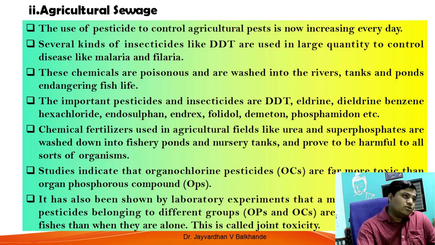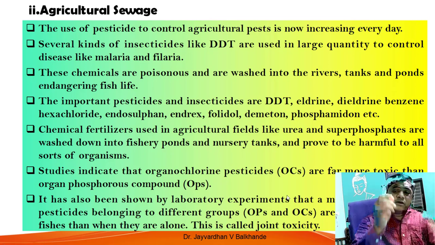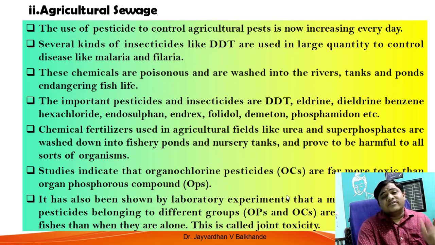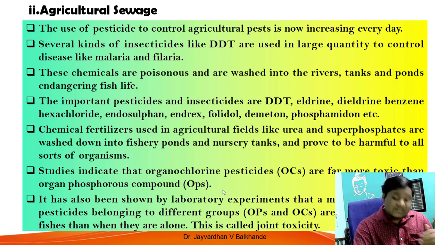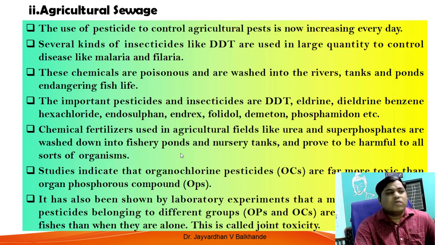See here, I have just told you about agricultural sewage. Whatever chemical fertilizers, insecticides, weedicides and herbicides they are using day by day, no doubt the need is there, but the surface runoff water from these pesticides is released into the river water or any nearby fishery pond, and it is very harmful to the fishes also.